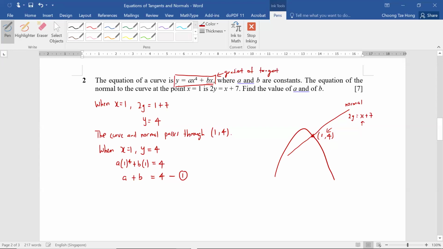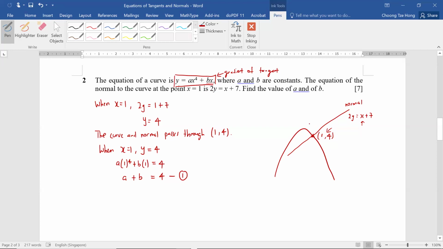Okay, remember dy dx always gives you the gradient of the tangent and not the gradient of the normal. So when we do dy dx, then we sub x equals 1 inside. That will give us the gradient of the tangent. Okay, so let's look back at this diagram. Are we able to find the gradient of the tangent?